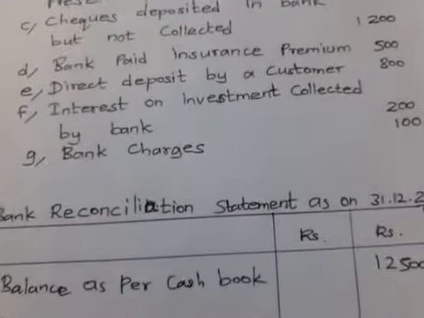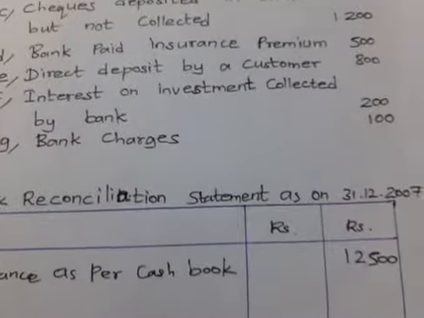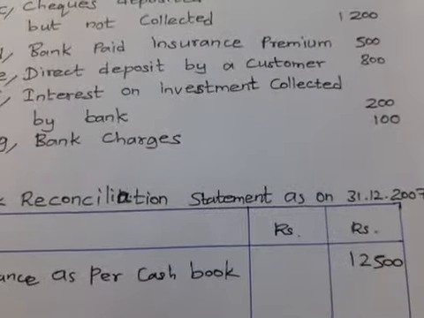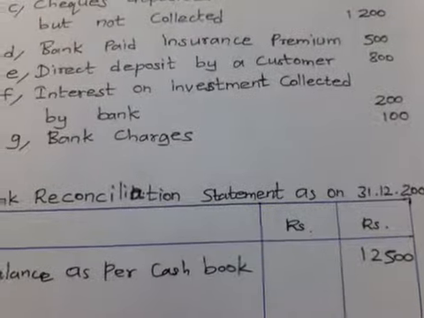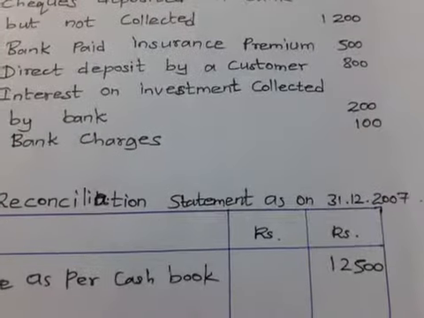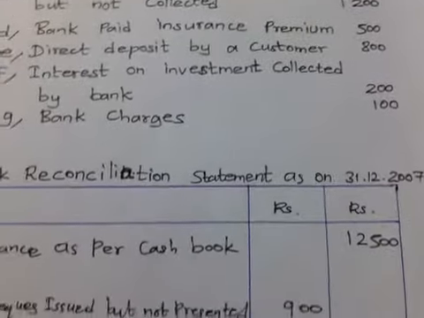And the last one, bank charges 100. So the bank already deducted this amount from the passbook, so we have to deduct this amount from the cash book balance to find out the passbook balance.